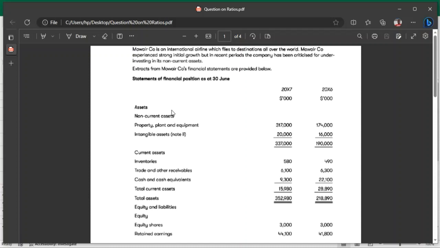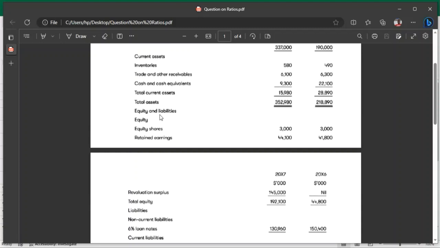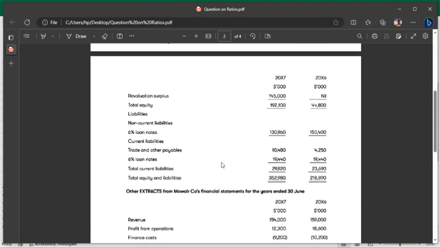So we have assets, we have the non-current assets comprising property, plant and equipment, and intangible assets. Then we also have current assets, which comprise inventories, trade and other receivables, cash and cash equivalents, and then we have the total current assets. Then we move on to our equity. We have equity shares and retained earnings, as well as revaluation surplus. And we have non-current liabilities, which is loan notes. Then current liabilities, trade payables and 6% loan notes.